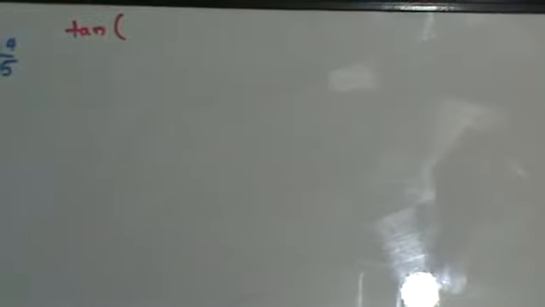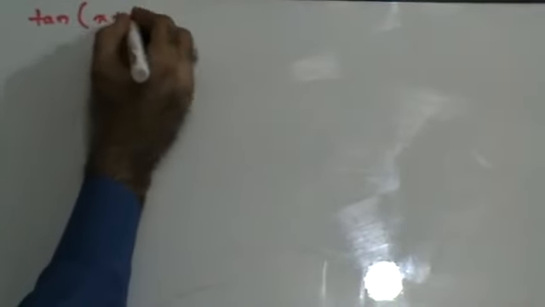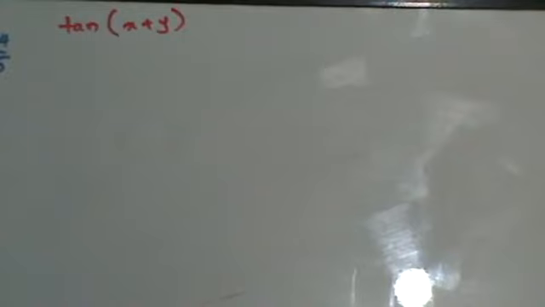I want tan inverse of 1 by 7 plus cos inverse of 4 by 5 to be equal to pi by 4. That means pi by 4 is nothing but 45, and we know that tan 45 is 1. So what we are going to do is find out tan of x plus y. Whenever there is pi by 4, when there is only an angle given, people, it's always the tan function.